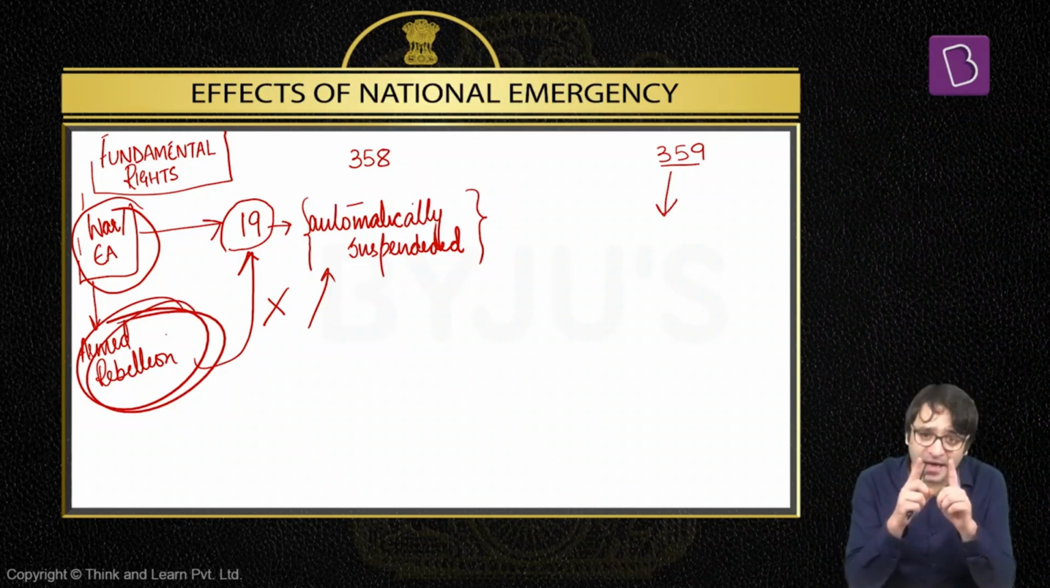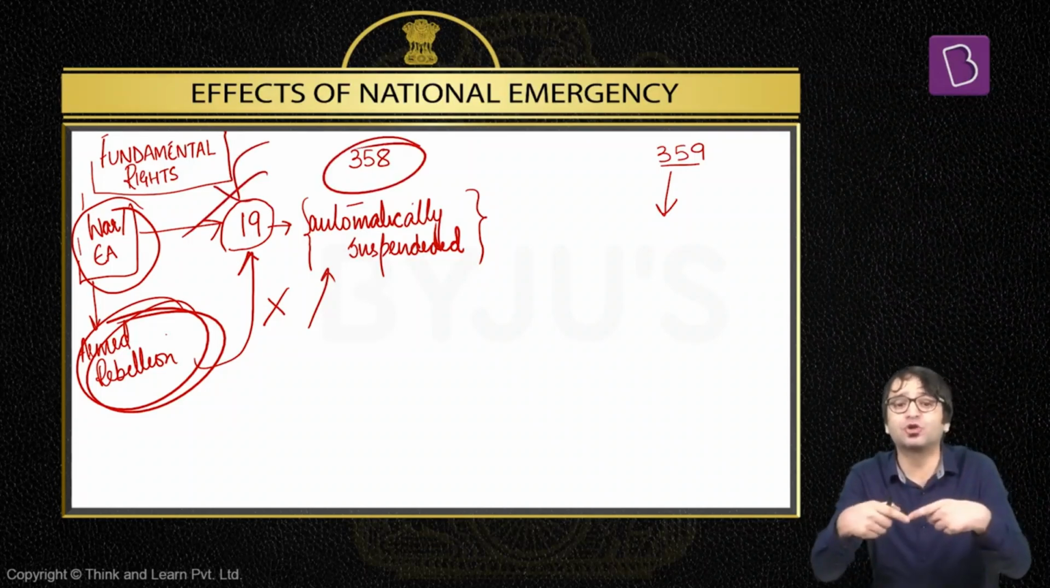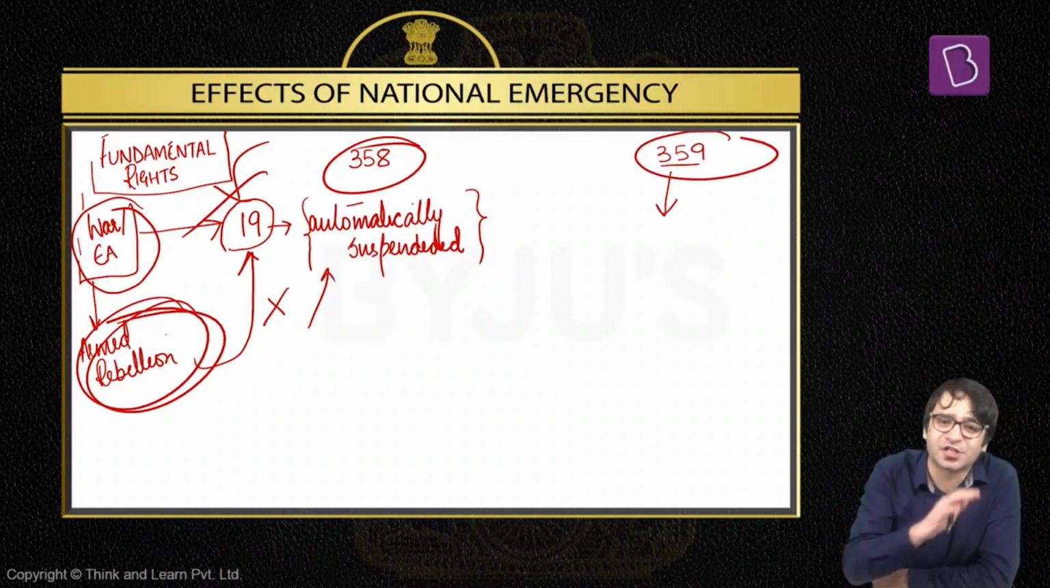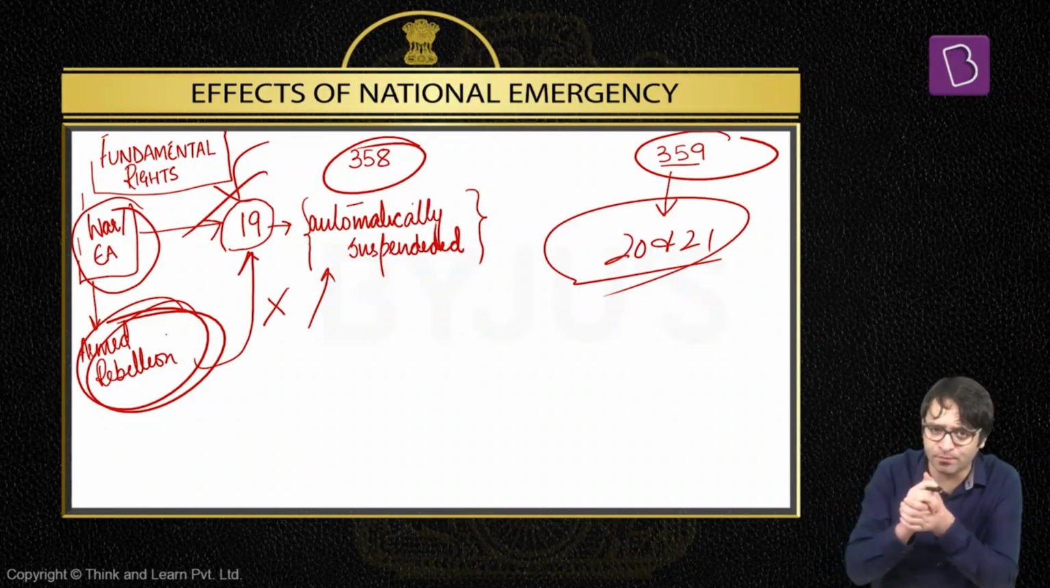But then what is Article 359? Article 358 deals with fundamental rights under Article 19. Article 359 says other fundamental rights may also be suspended by issuing an order under Article 359. But there are two fundamental rights which are not suspended. And which are these two fundamental rights? Article 20 and 21. To make it even simpler for you, under Article 358, when national emergency is imposed or when external emergency is imposed, Article 19 is automatically suspended.